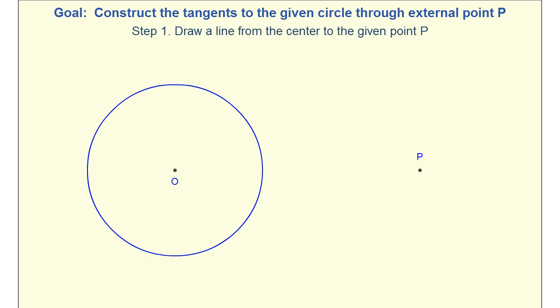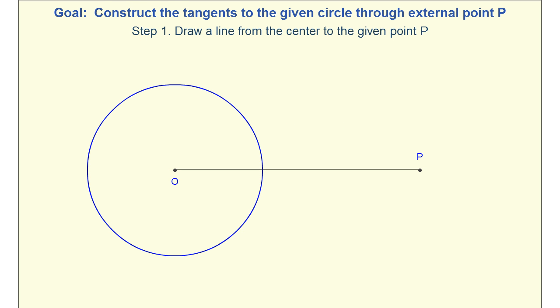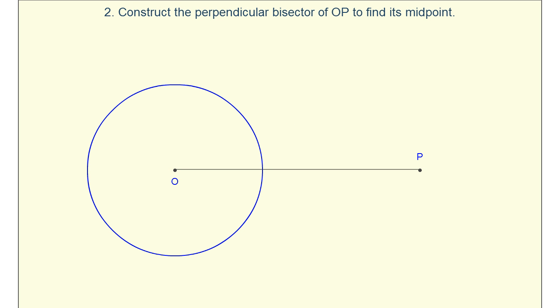First, we're going to connect OP. That's easy. Just get a straight edge and connect from the center of the circle to the point outside the circle. Is that okay? What we're going to do is find the midpoint of this OP.